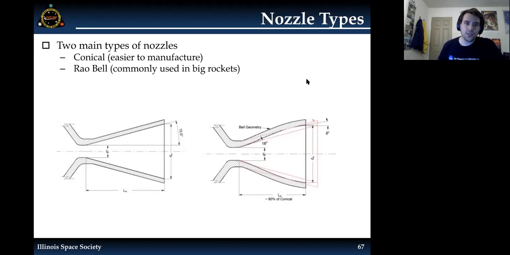But we use the conical nozzle because it's just super easy to machine. You don't need to worry about advanced CNC machine techniques and stuff like that. So it saves us money and also makes our design a bit easier. And it's also still fairly efficient.